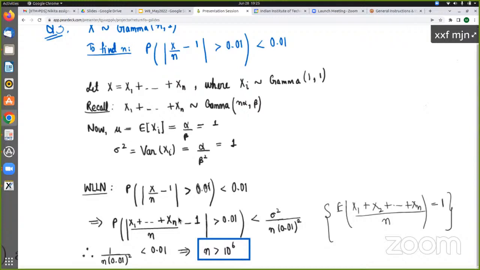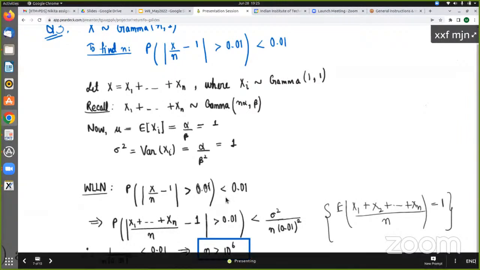Okay. This is understandable, right? Yeah, sir. Okay, so I can compare the first equation and the second one. So this 0.01 will be equal to what? Sigma square upon n delta square. So delta here is 0.01. So sigma square by n, we don't know n, 0.01 square is equal to 0.01. Now I know sigma square is 1 again.